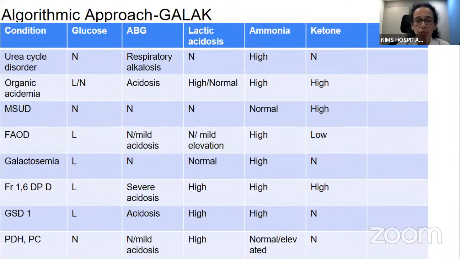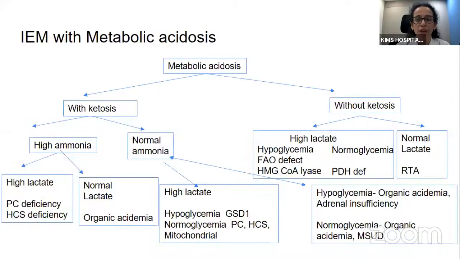We will also see the flow diagram for the evaluation of hypoglycemia. In galactosemia also, there will be a hypoglycemia with ABG being normal and lactates being normal, but the ammonia will be high and the ketones also will be normal. In fructose 1,6-diphosphatase deficiency, there will be a severe acidosis on the ABG with hypoglycemia as well as high lactate, high ammonia, and high ketones. In GSD type 1, glucose will be low as well as acidosis, and lactates will be high, with normal ammonia and normal ketones. So following this approach, if we do all these, glucose, ABG, lactates, ammonia and ketones, and try to fit them in this table, you will be able to come to one group of diagnosis. From there you can proceed based on what further investigations need to be done.